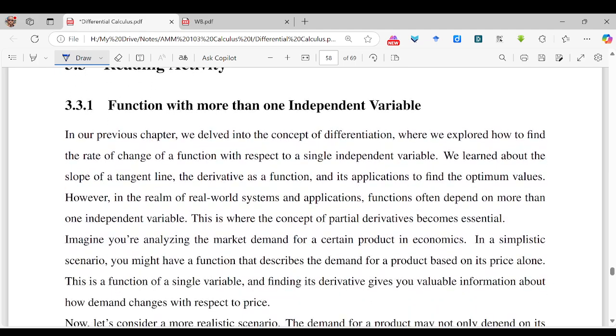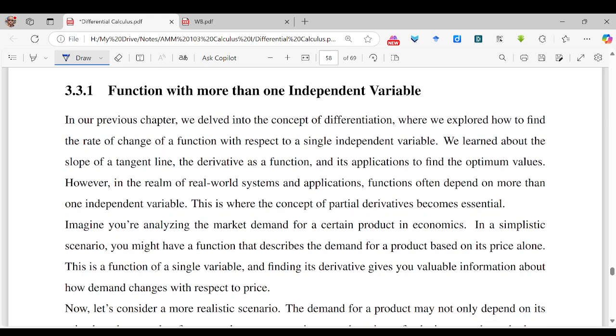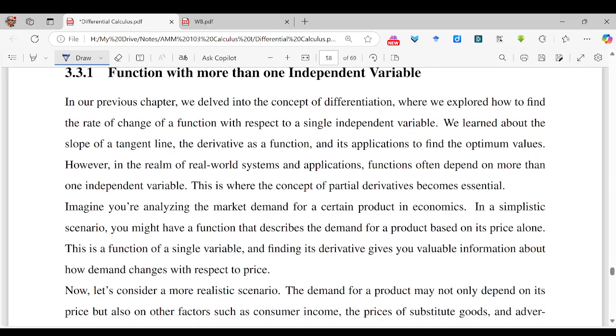So, as we have said, previously we explored how to find the rate of change of a function with respect to a single independent variable, and we learned about the slope of a tangent line, the derivative as a function, and its application to find the optimum values, which are the minimum, maximum, and inflection points. However, in real-world systems and applications, functions usually depend on more than one independent variable. And this is where the concept of partial derivatives becomes essential.